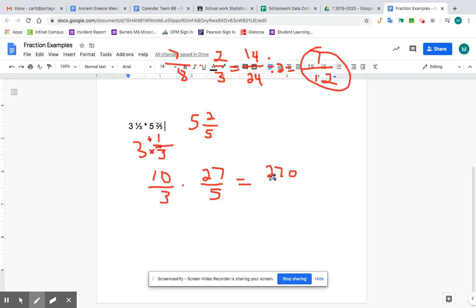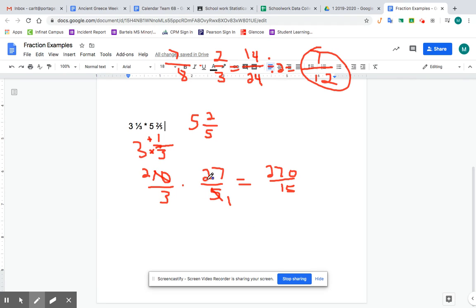270 over 15. And then you're probably going to need to do long division, where if I reduce using common factors, I can actually make this problem a lot easier. I'm going to first look at 5 and 10. All right, 5 goes into 5 one time, and 5 goes into 10 two times. So now I'm left with 2 between these two numbers.